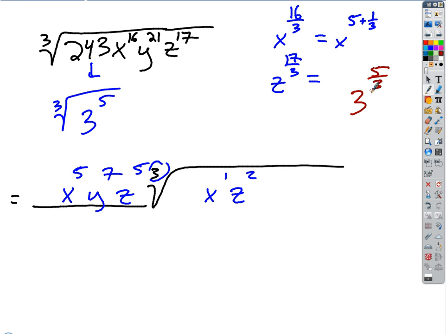Focus please. That's the same thing as saying 3 to the 1 and 2 thirds. So we get a 3 outside, and inside we get a 3 to the 2 thirds. But what's 3 squared? 9. Exactly. So we replace that with a 9. Make sense? Yes. Okay.